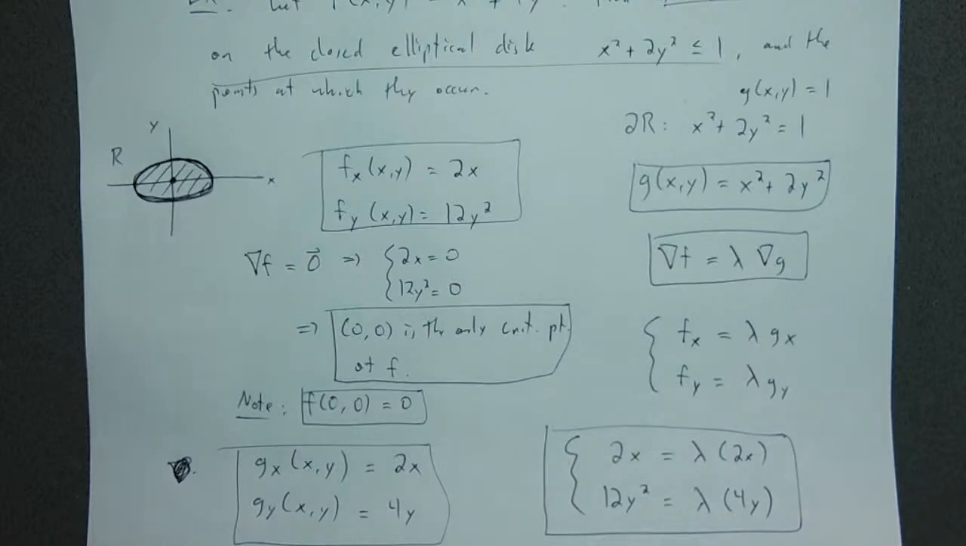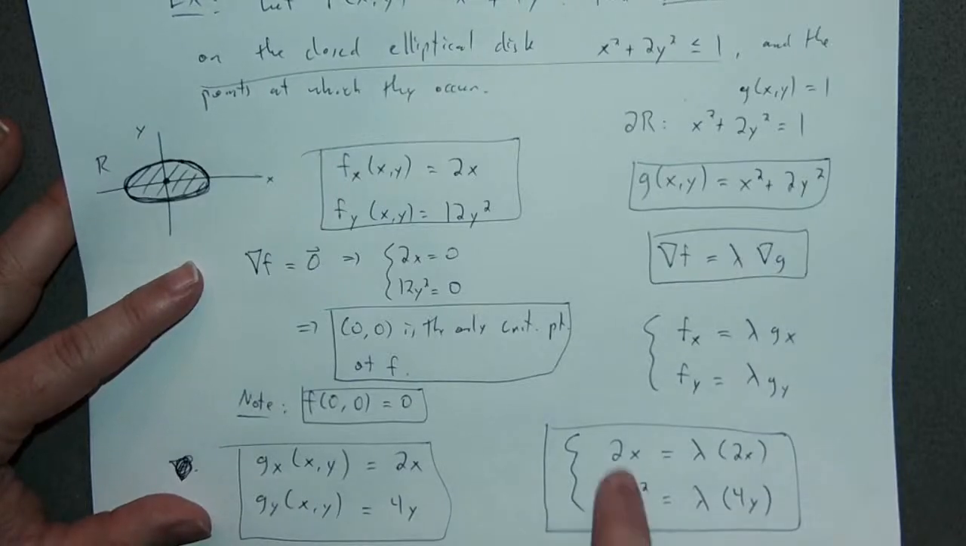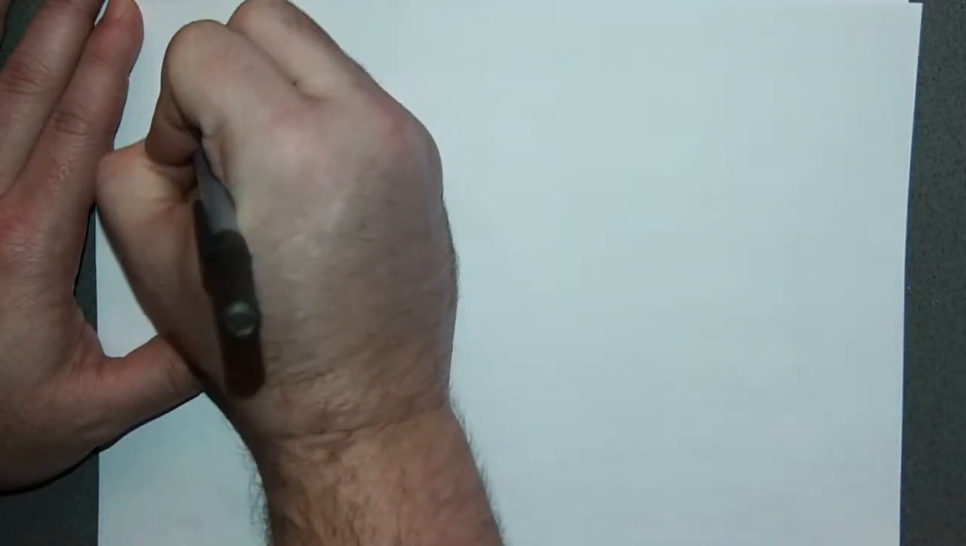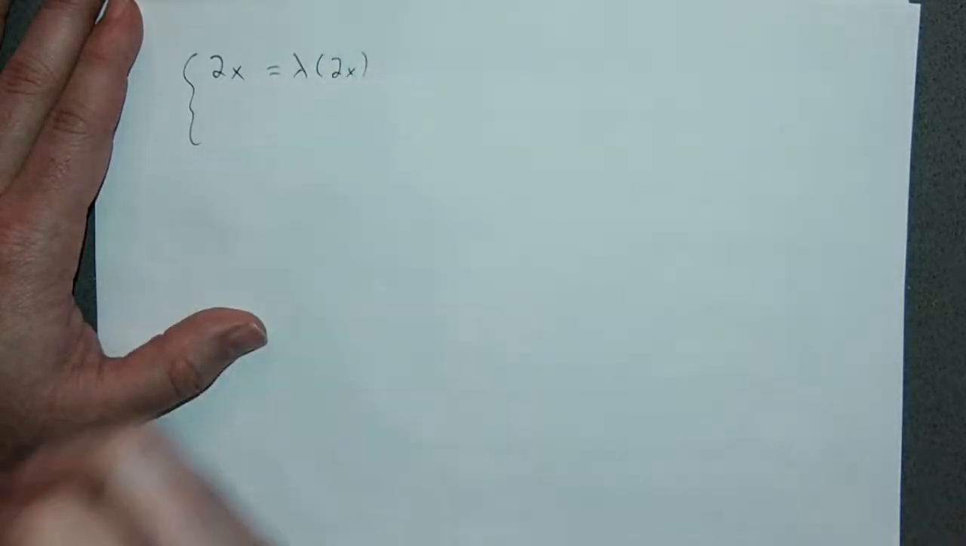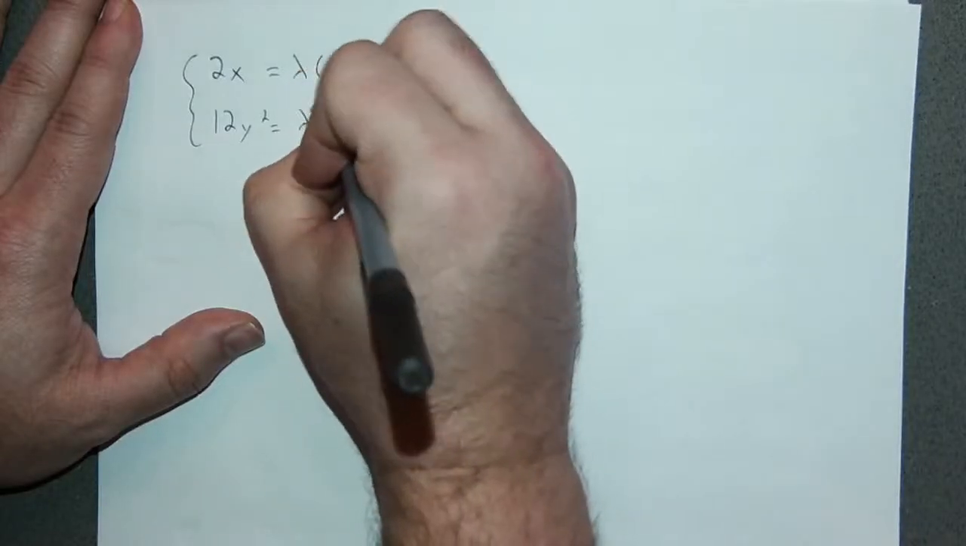Now is where the analysis that you probably haven't seen before comes in. How do I solve equations like this? It's 2 equations and 3 unknowns. What does that mean? It means something's got to give in terms of how we're going to find solutions here. I'm going to rewrite that. The system of simultaneous equations is 2x is equal to lambda times 2x, and 12y squared is equal to lambda times 4y.